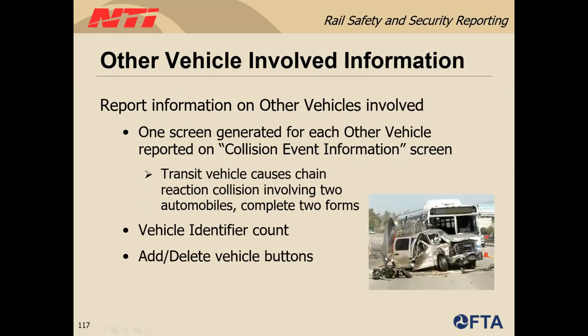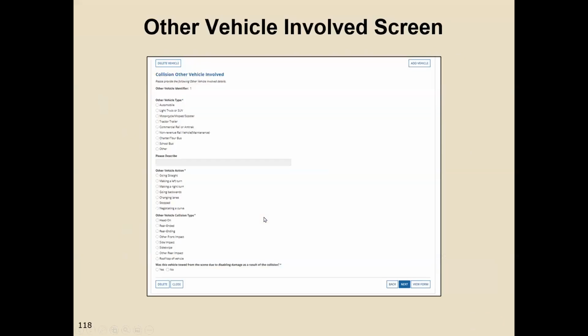All right, after the transit vehicle involved form, if another vehicle was involved, then you will see the other vehicle information form. This screen gathers information about the non-transit vehicle or vehicles that were involved. If one or more vehicles are involved in the collision, you will need to complete one other vehicle information form for each motor vehicle involved. Vehicle counts are included on the form as well, in addition to selections for adding or removing vehicles. This is a screenshot of the other vehicle involved form.